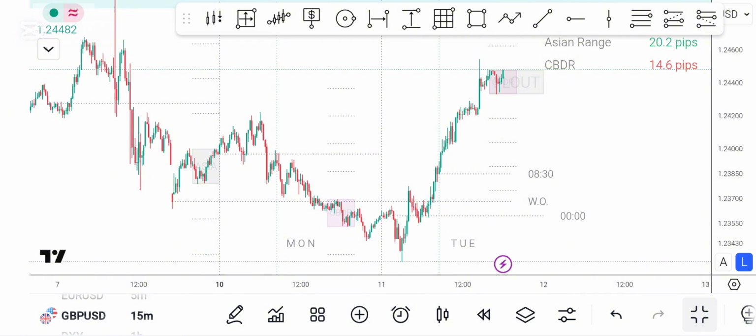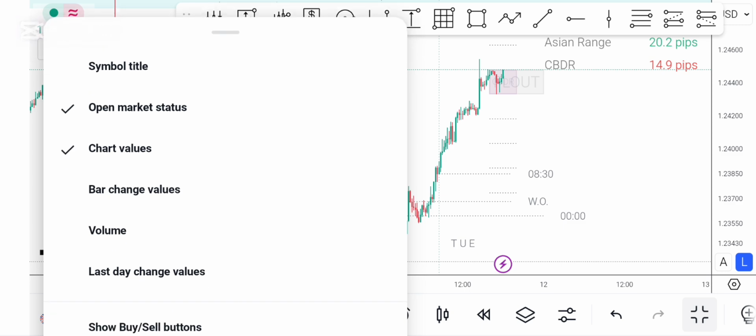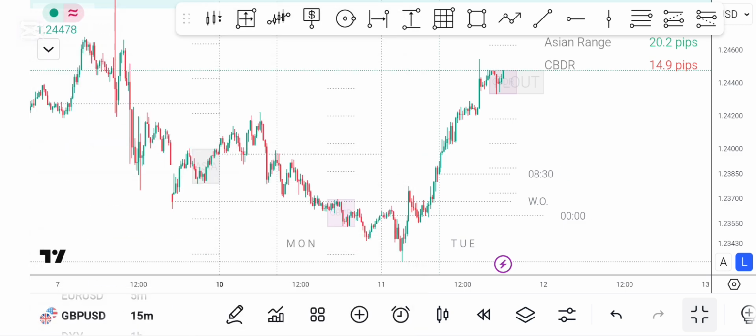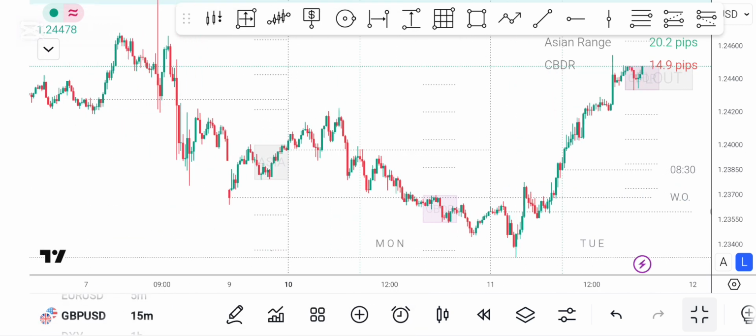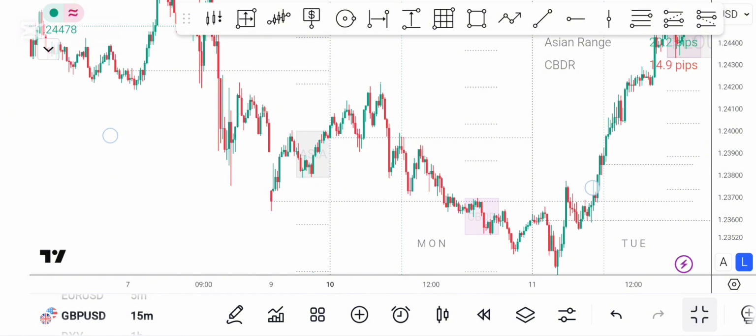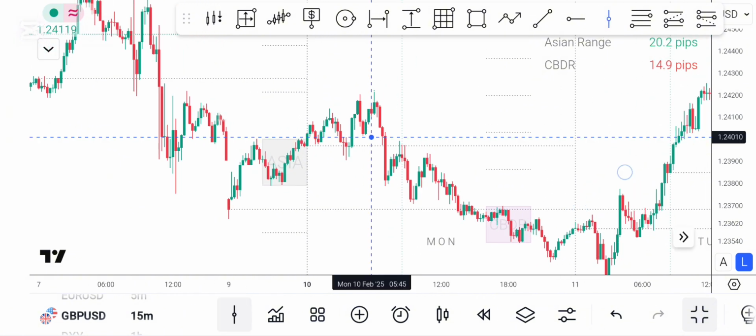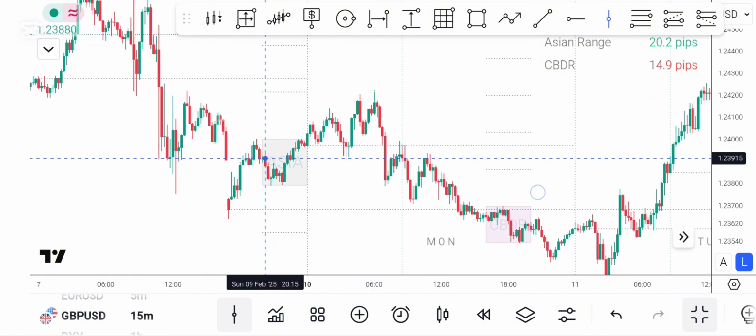So in our last lesson, I introduced to you an indicator called the ICT everything, which is actually going to help us mark the Asian range so that we can look for the ICT power of 3. And we did say that the indicator is going to mark a range that starts from 8 p.m. New York time to midnight New York time, okay? And what is the condition?